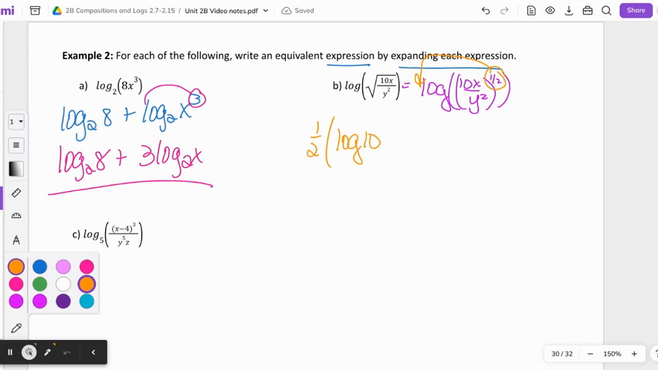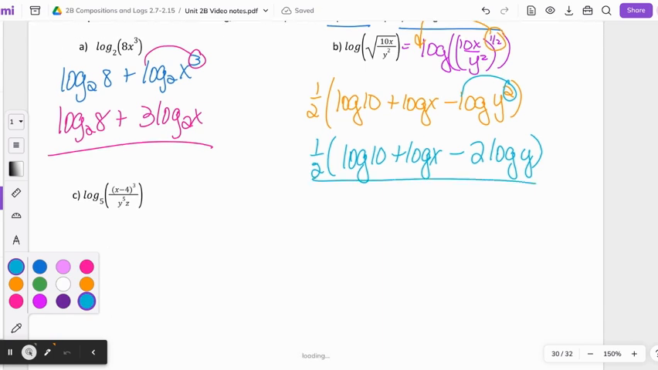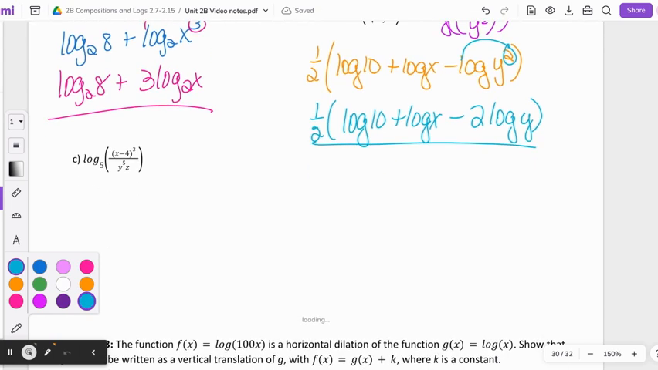It would be log 10 plus log x minus log y squared. And then because of that y squared, we can make it 2 log y. You could distribute the 1/2 all the way through, but I'd rather condense it down and leave it out in front.